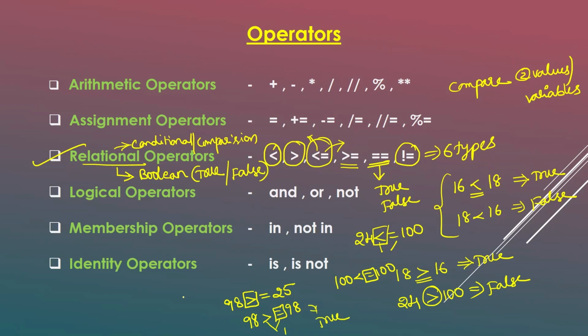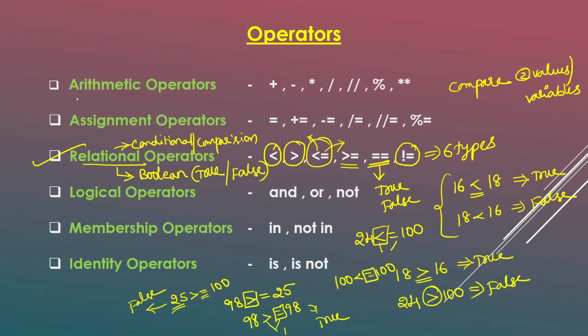If both cases are wrong, for suppose if I'm saying 25 is greater than or equal to 100, here the left side value is not bigger compared to the right side value and also it is not similar, then the output will be false only. So this is how we will make use of the relational operators, where it will return Boolean values based on the comparisons.